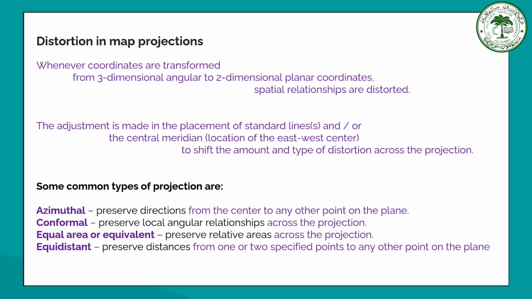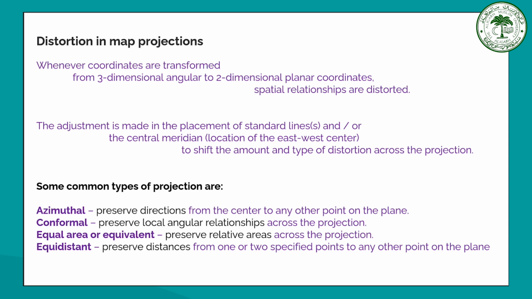So whenever coordinates are transformed from three-dimensional angular to two-dimensional planar coordinates, spatial relationships are distorted. The adjustment is made in the placement of standard lines. So what we do, we select some areas and we try to preserve and restrict the distortions along standard lines. We may take specific latitude or longitude, and that way we try to prepare smaller area representation using certain projection. So as I am saying that the adjustment is made in the placement of standard lines, here our choice comes into the picture. The central meridian can also be taken, and to shift the amount and type of distortion across the projection, we select accordingly the standard lines and the latitude and longitudes.